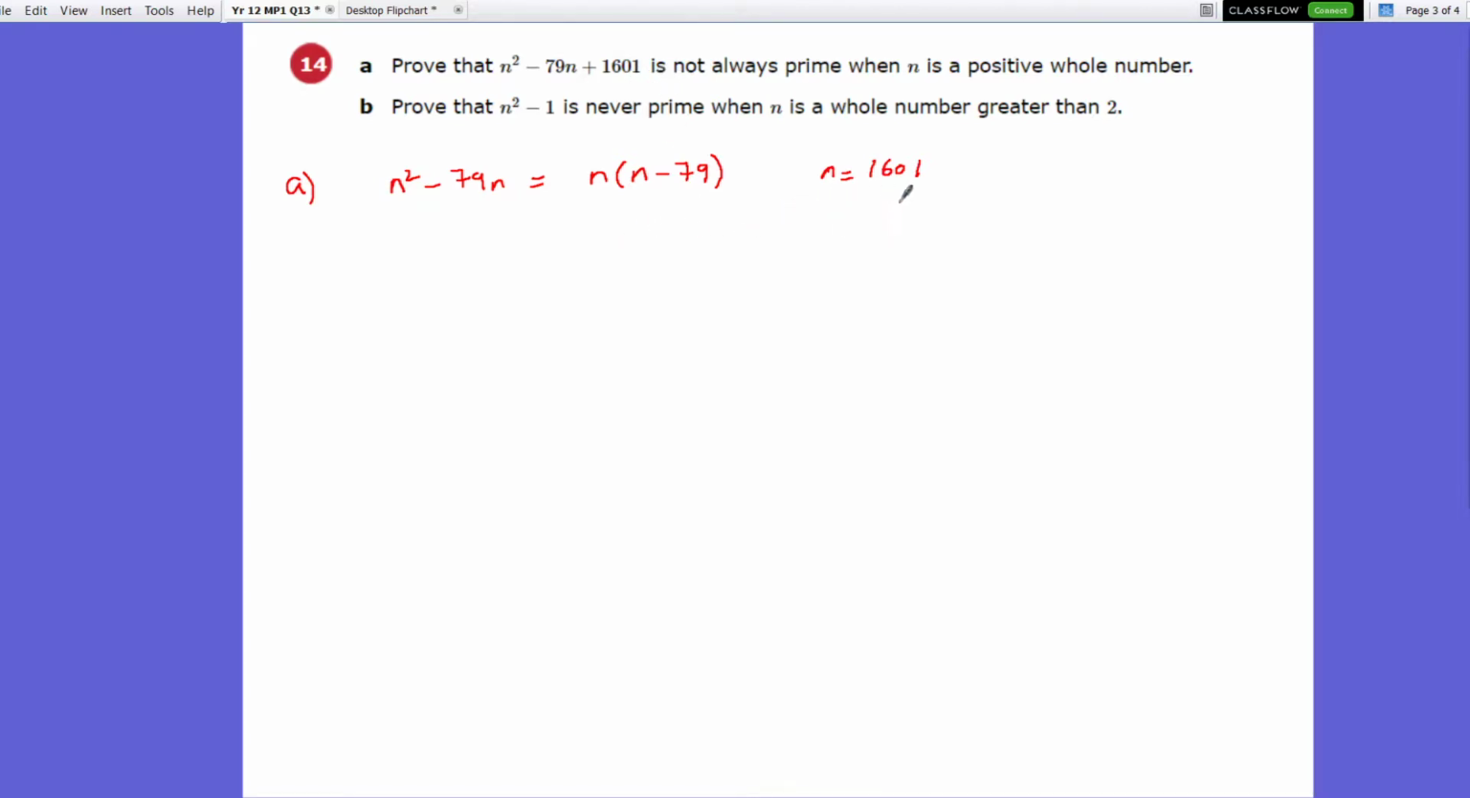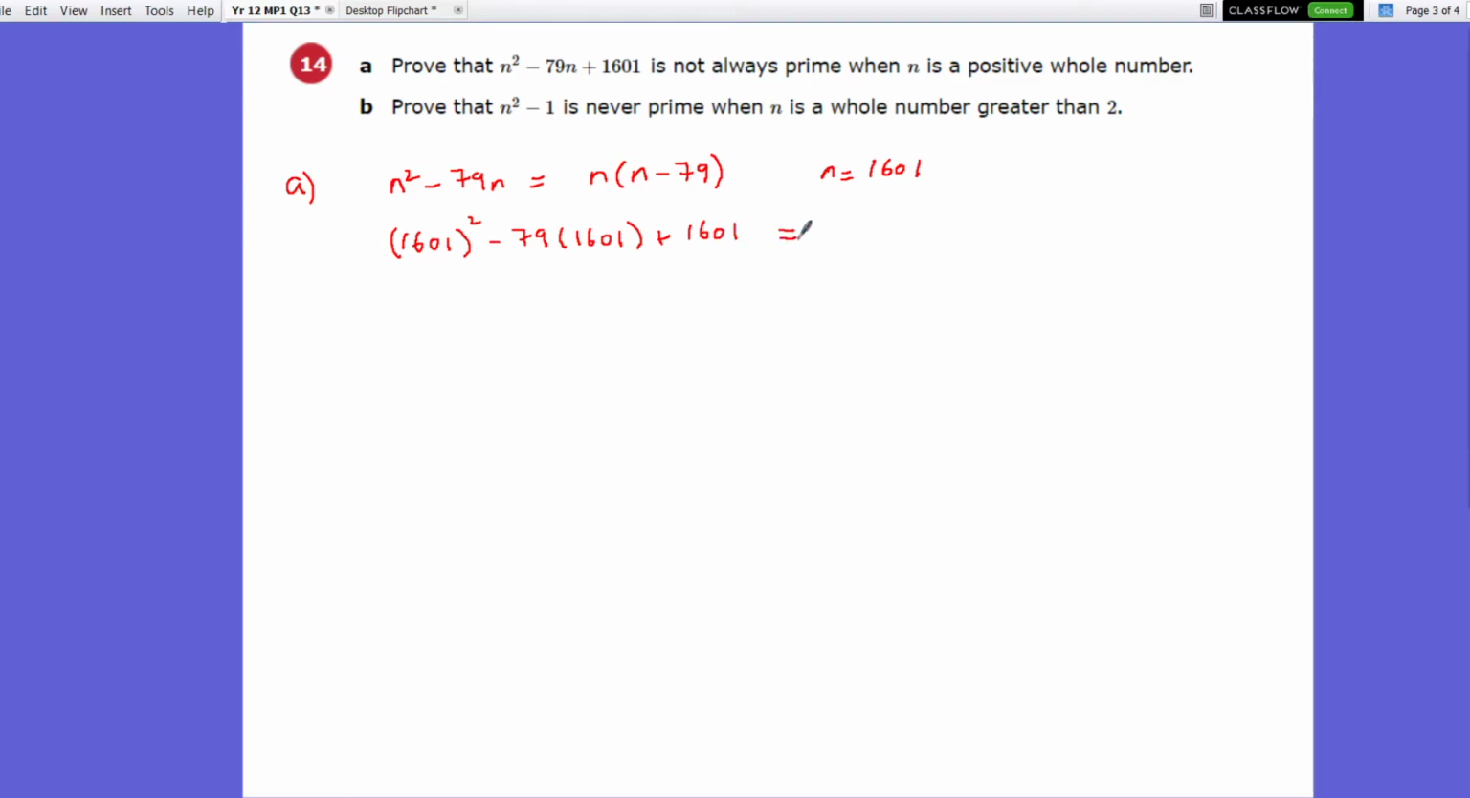So if I plug this number in and put it through the calculator, that is 1601 squared minus 79 times 1601, plus 1601. By doing this straight away, I'm saying this is going to be a counterexample. This is a multiple of 1601, this is a multiple of 1601, this is a multiple of 1601.